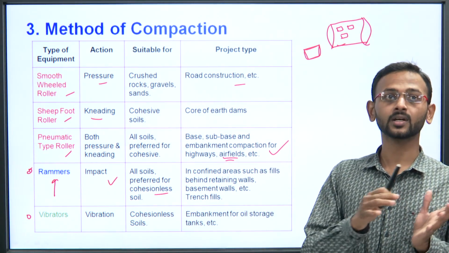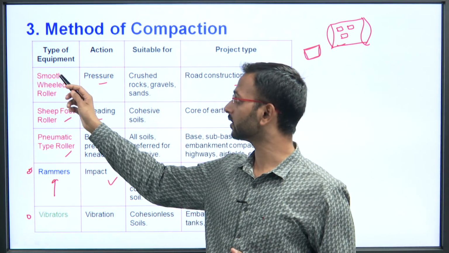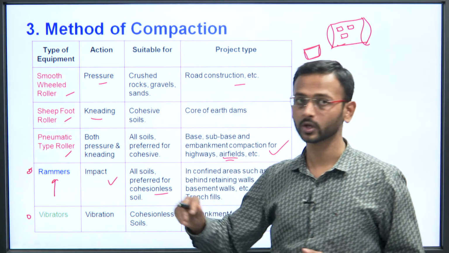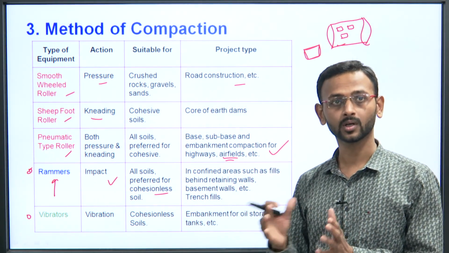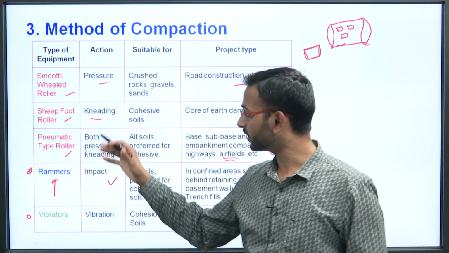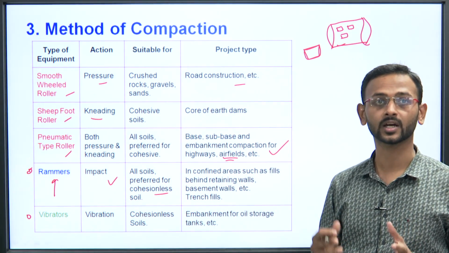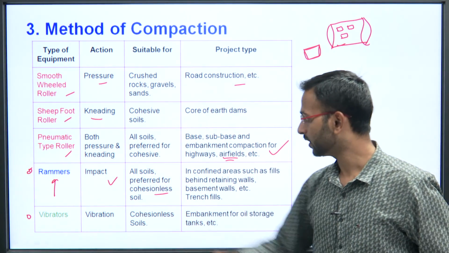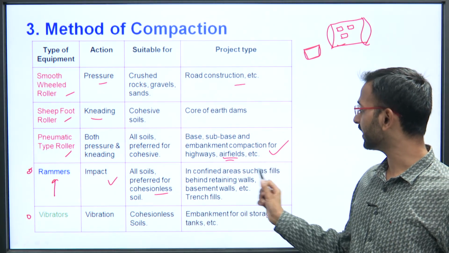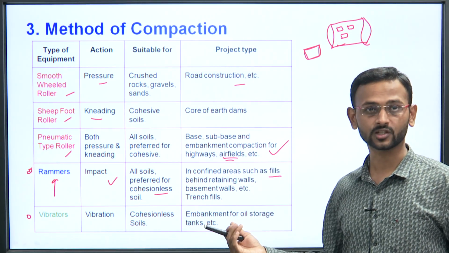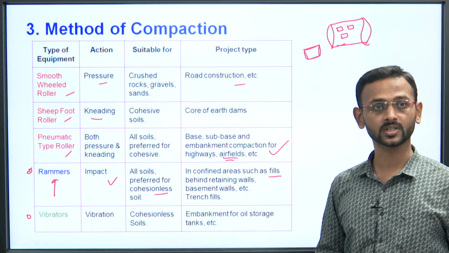The smooth wheel rollers, sheep foot rollers and pneumatic type rollers are driven by some person, but where there is not so much space, in confined areas, rammers can be used. In confined areas such as fills behind retaining walls or basement walls, or trench fills, rammers are used.